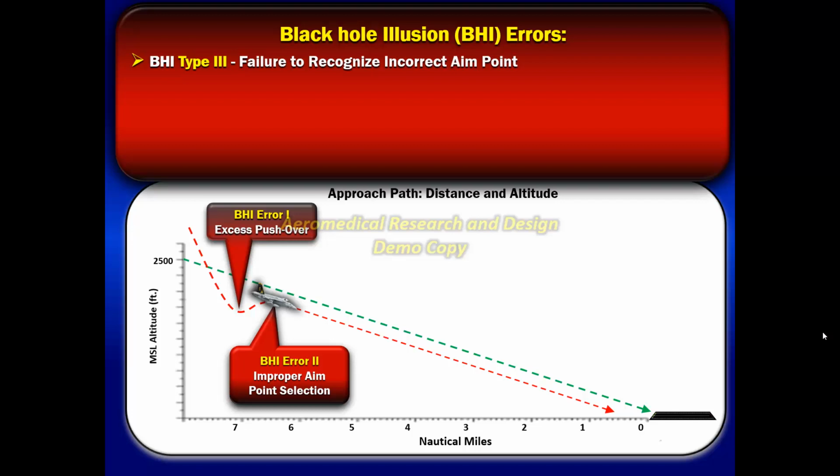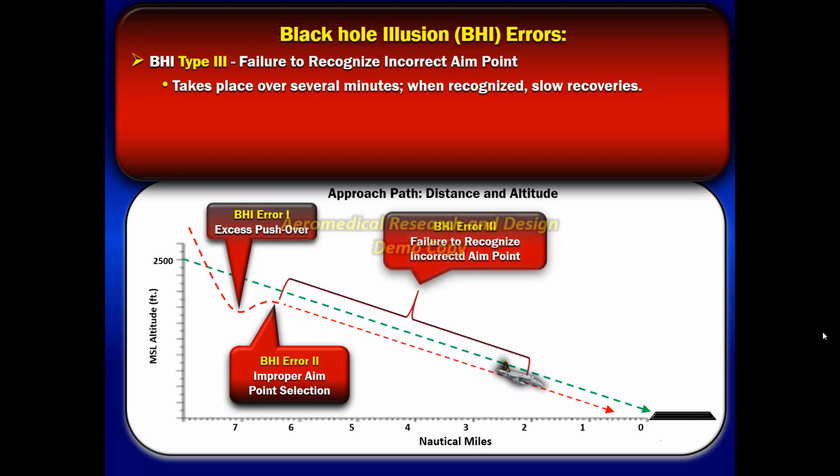The first two types of errors are usually of short duration and typically involve large pitch control inputs that occur within the first few seconds of an approach initiation. In contrast, the third type of black hole error, involving failure to recognize an incorrect aim point, usually takes place over a period of several minutes, and when recognized, typically involves a slow rather than rapid recovery.